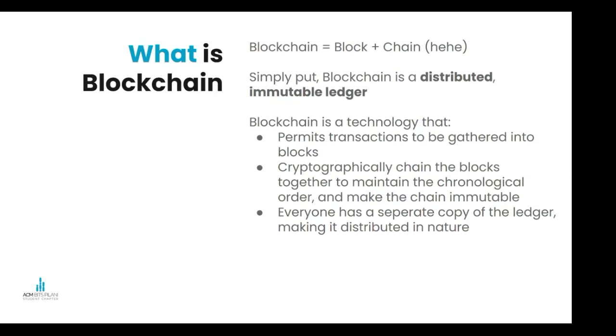Data that is to be written in blockchains is grouped into blocks. These blocks are cryptographically linked together in order to make the chain immutable, and separate entities have separate copies of the ledger to make the process transparent and distributed.